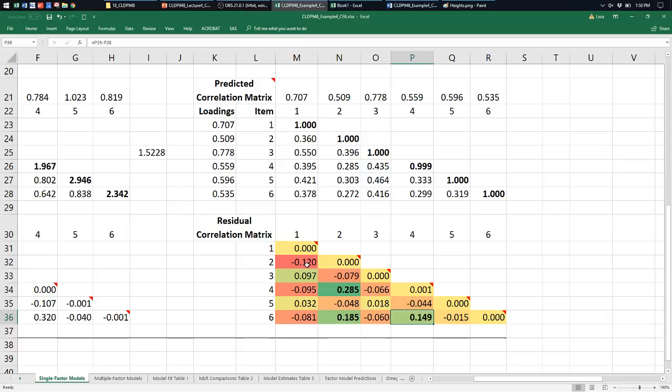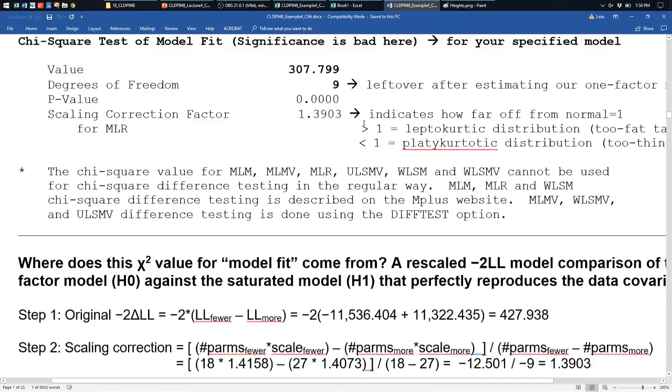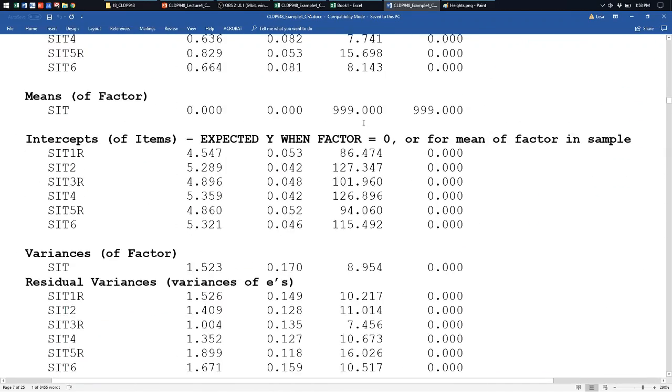Likewise, here's a red one. 1 and 3, 1 and 5, and 3 and 5. Those aren't very far off. Those were the reverse-coded ones. So the model did a better job of accounting for the covariance between the reverse-coded ones because those items had stronger loadings.